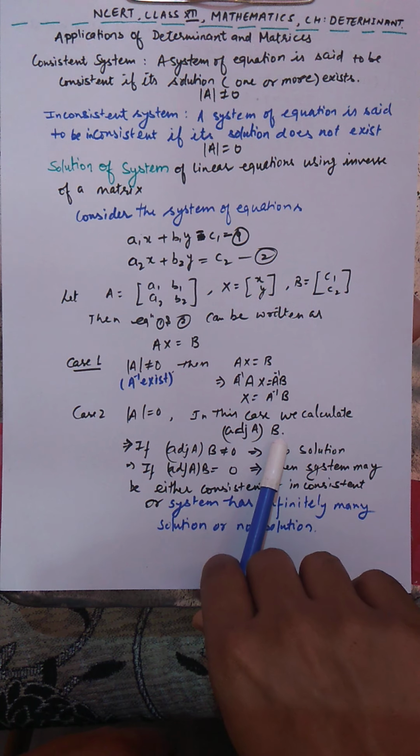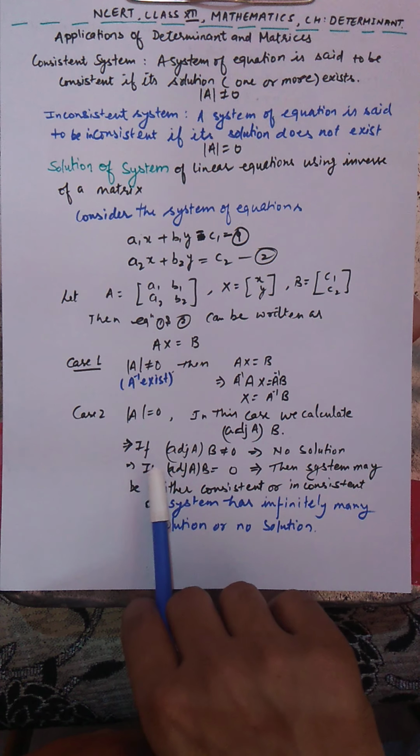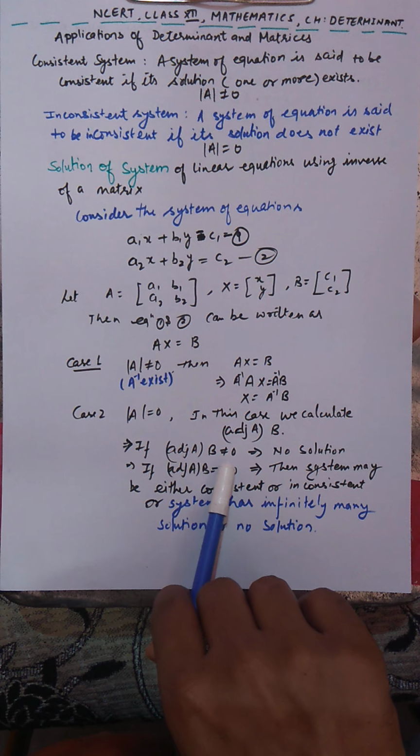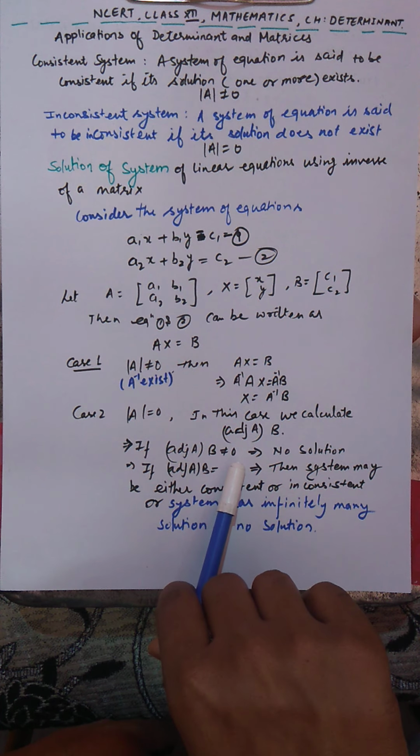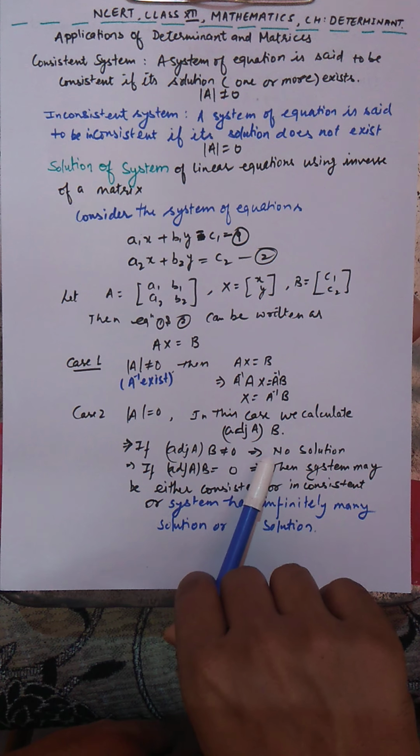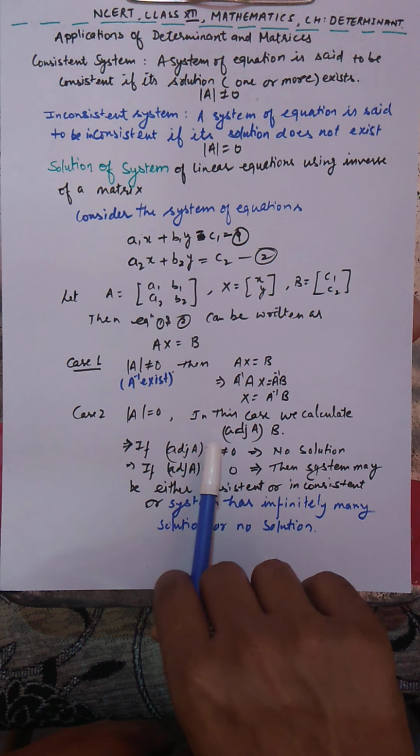So you calculate adjoint of A into B. If adjoint of A into B is not equal to 0, you see which condition it is: not equal to 0, no solution. This is the condition of parallel lines.